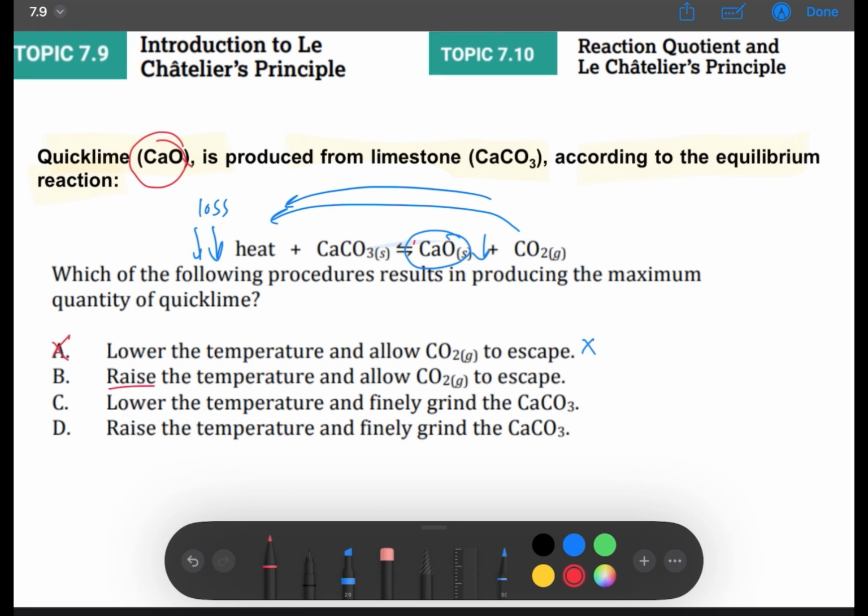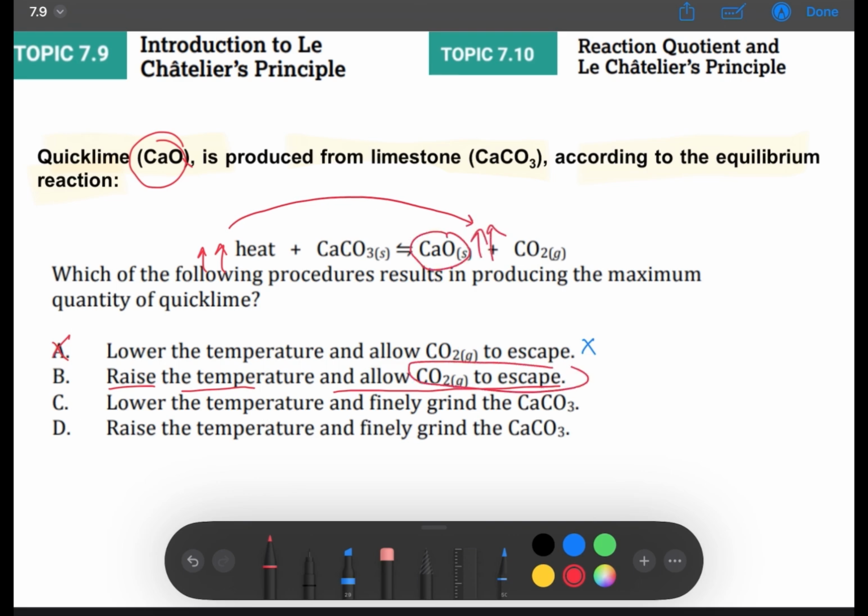B says raise the temperature and allow CO2 to escape. Okay, we have temperature. If I increase the temperature, the reaction will be shifted to the products, so CaO will increase. And it says allow CO2 to escape. It means that I'm losing CO2, which means that it also will be shifting to the product side. And that's why answer B is correct.